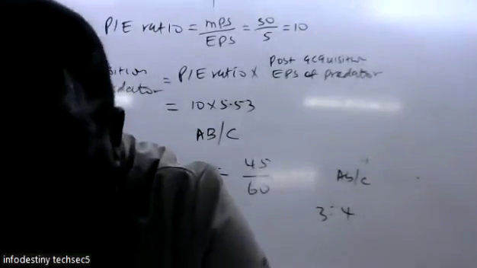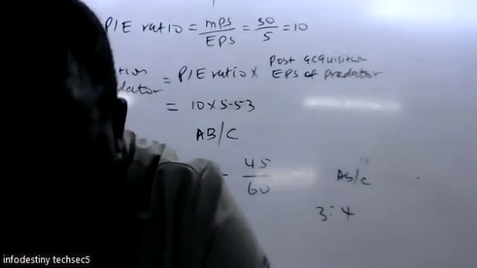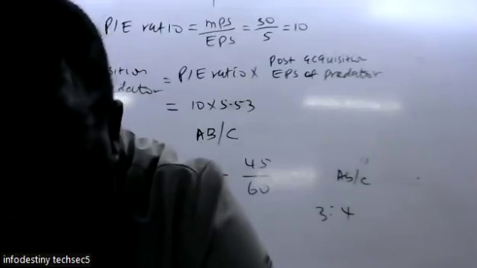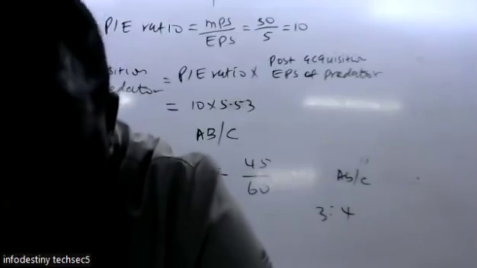So corporate restructuring is categorized into 3 as follows: financial restructuring, portfolio restructuring, and organizational restructuring.